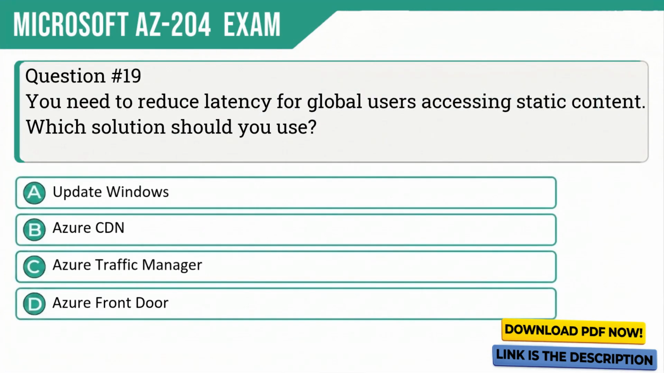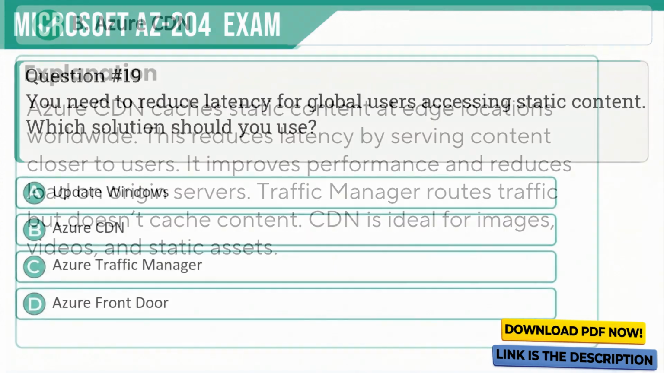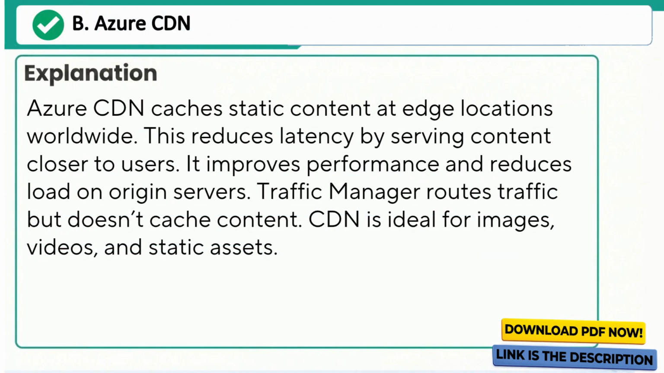Question number 19. You need to reduce latency for global users accessing static content. Which solution should you use? A. Azure Load Balancer. B. Azure CDN. C. Azure Traffic Manager. D. Azure Front Door. Correct answer, B. Azure CDN. Explanation: Azure CDN caches static content at edge locations worldwide.